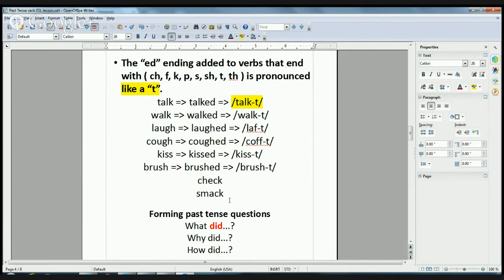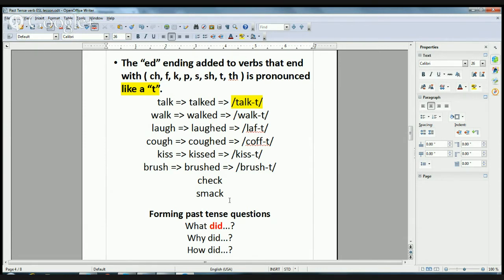Now, the next word is spelled L-A-U-G-H, but it's pronounced like an F. Laugh. So it's not just the letter, but the sound of the ending. It ends with an F sound, so I'm going to pronounce a T at the end. Laughed, laughed. The same thing with cough. Cough. So that would be coughed.